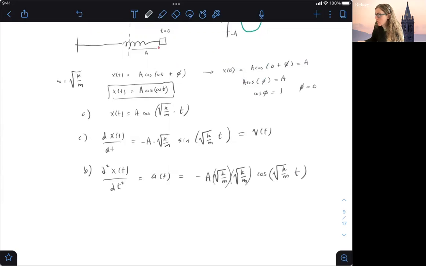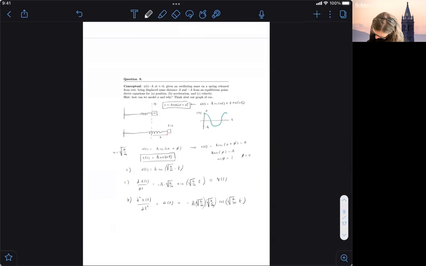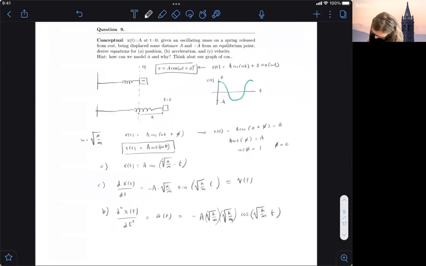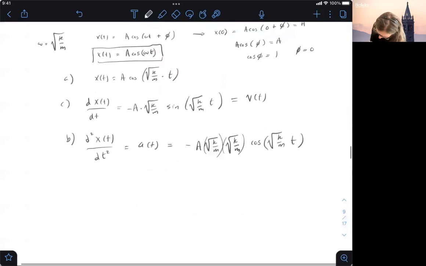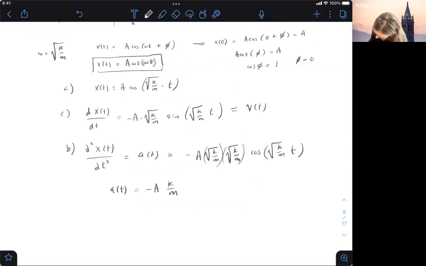So nice. I think we're also asked to figure out the max here. No, I think we're not, but let's talk about what the max would be. K over m times cosine of square root of k over m t.